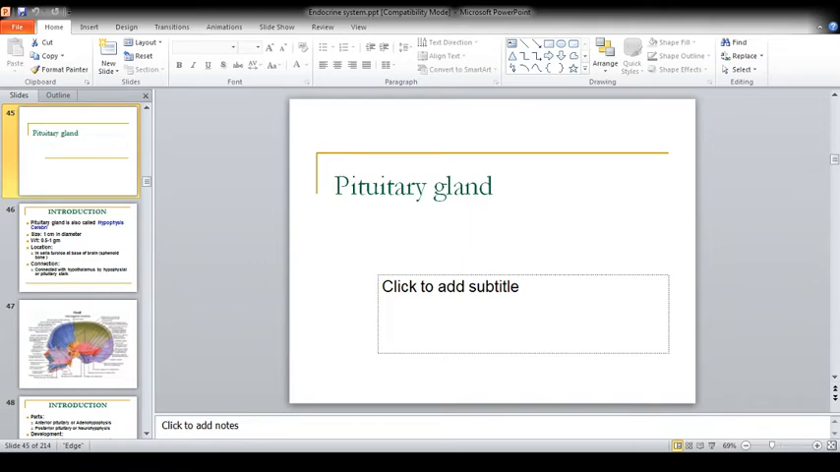So if we look at the brain, here is the cranial cavity, the cerebrum. Here is the sphenoid bone, which you can say is a butterfly-like structure, and the pituitary is located in the sella turcica, or the depression that is present in the sphenoid bone just below the cerebrum, that is the brain cavity.